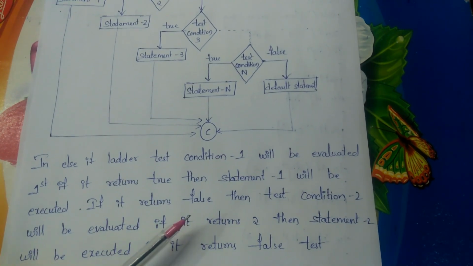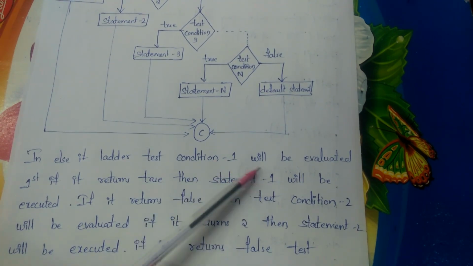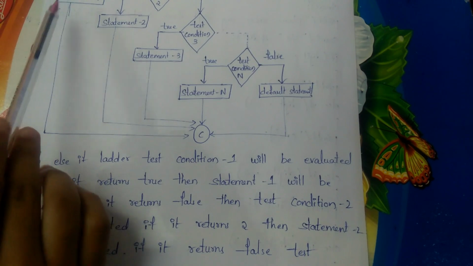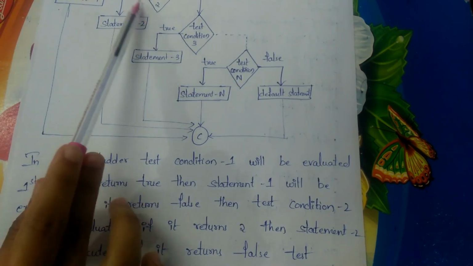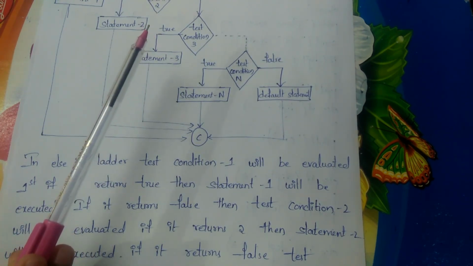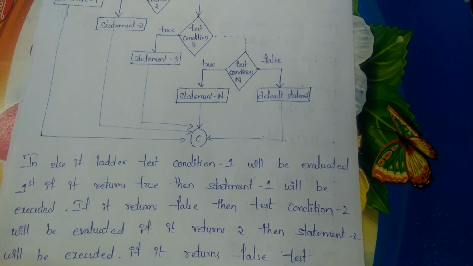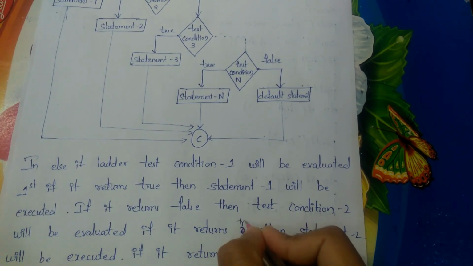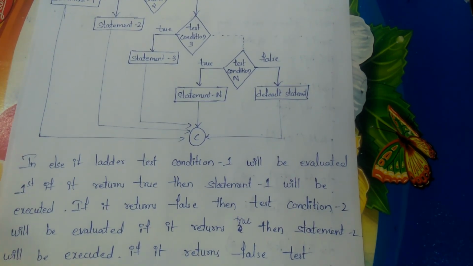So in the else if ladder, test condition 1 will be evaluated first. If it returns true, then statement 1 will be executed. If it returns false, then test condition 2 will be evaluated. If it returns true, then statement 2 will be executed. If it returns false, then the next condition will be evaluated. And finally it executes the else statement.